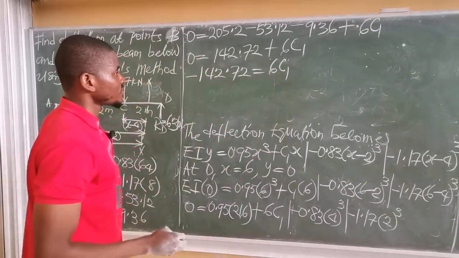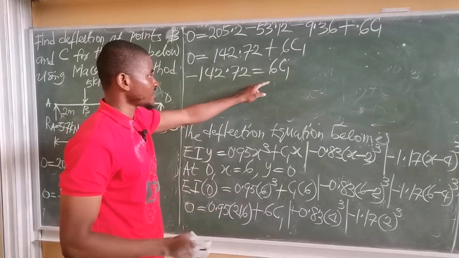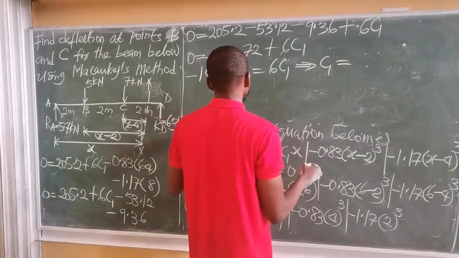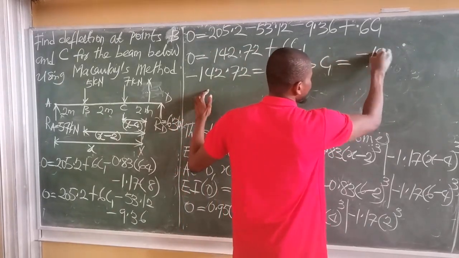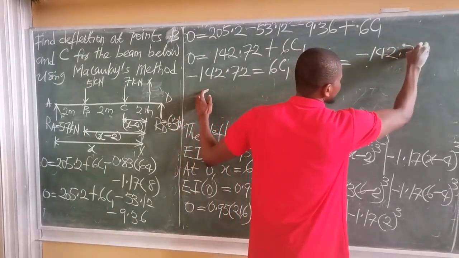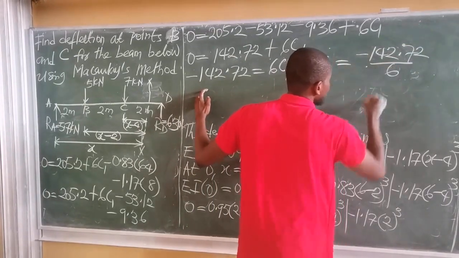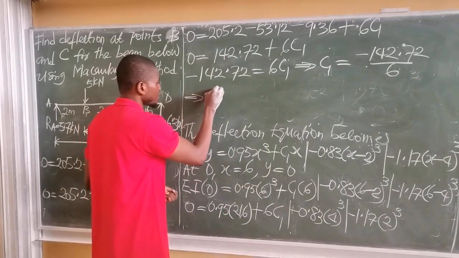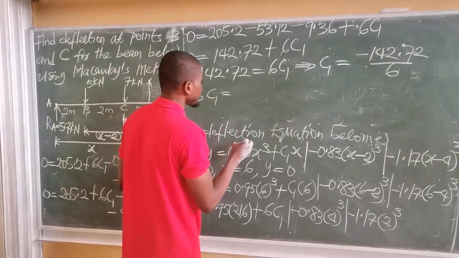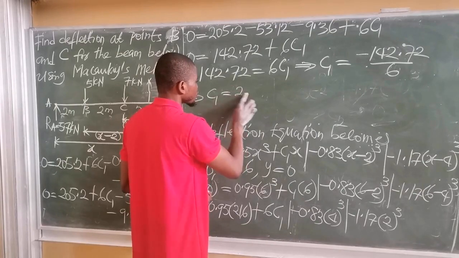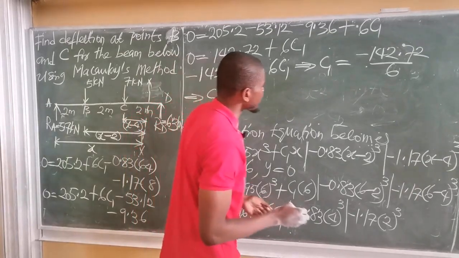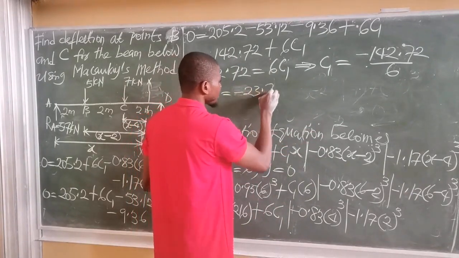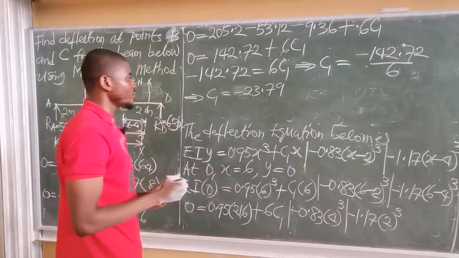is equal to 6C1. Therefore, to make C1 the subject, divide both sides by 6. So this implies that C1 is equal to minus 142.72 over 6, which is equal to minus 23.79. So this becomes the value of the first constant.